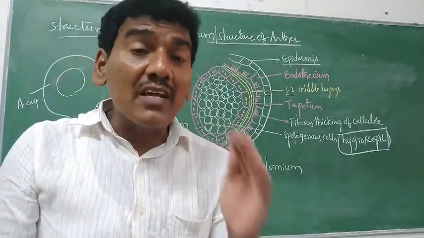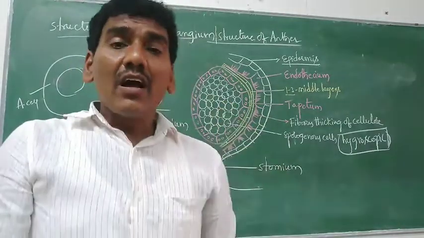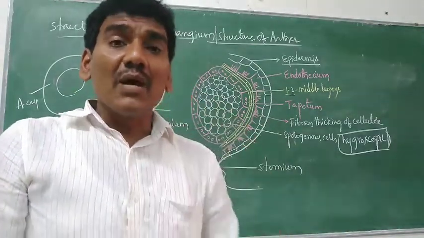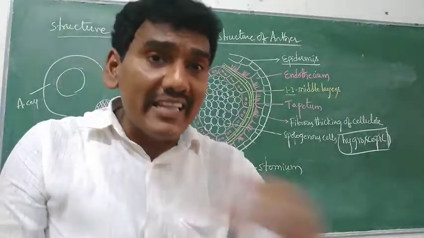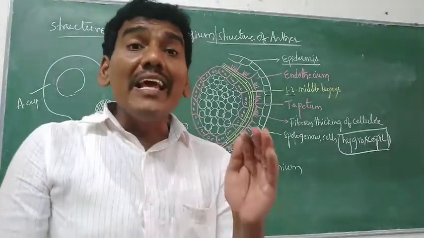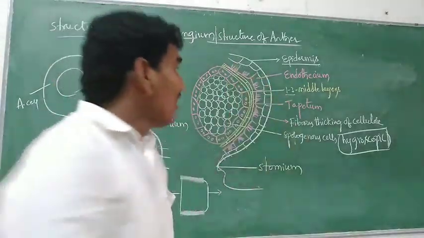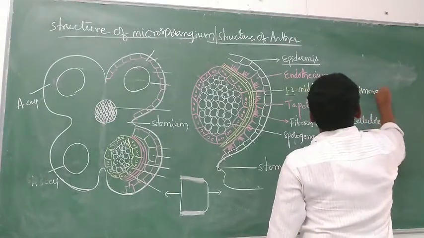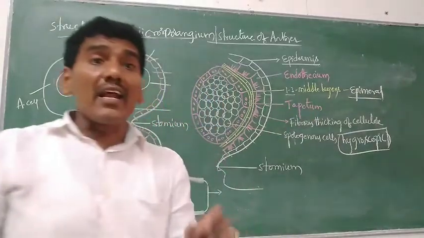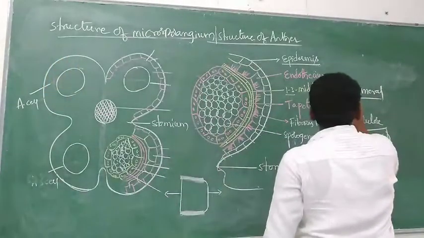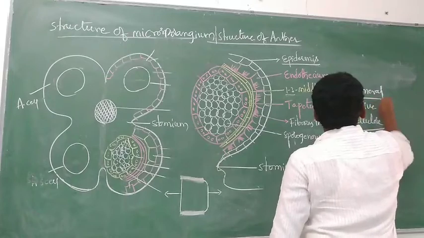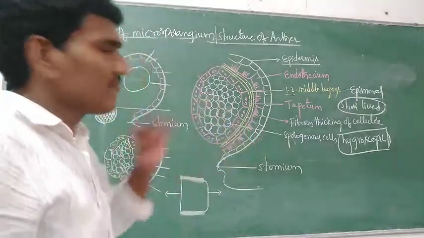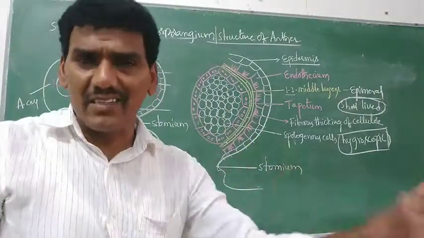At the time of anther maturation, the middle layers are completely consumed and degenerated. That's why the middle layers act as ephemeral layers. Ephemeral means short-lived. This is about the middle layers characters.